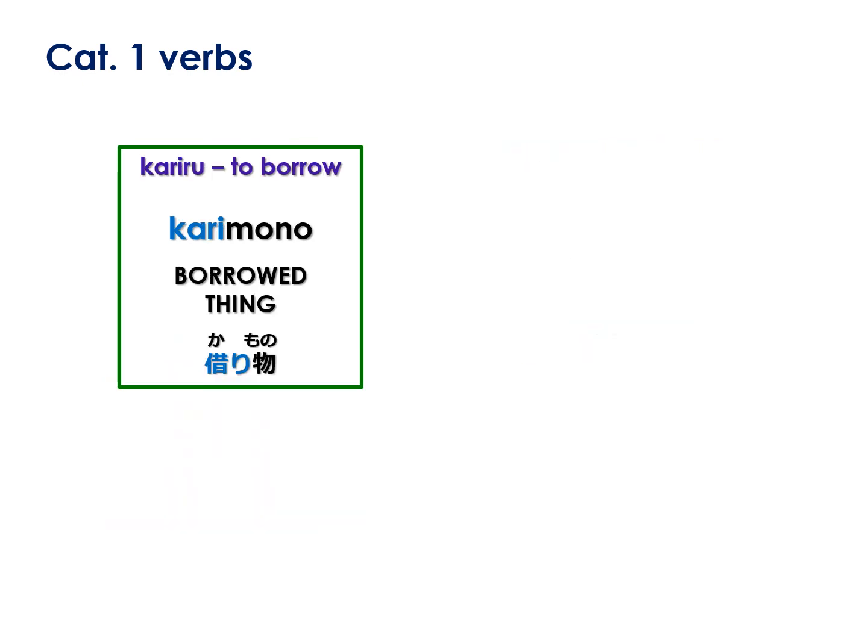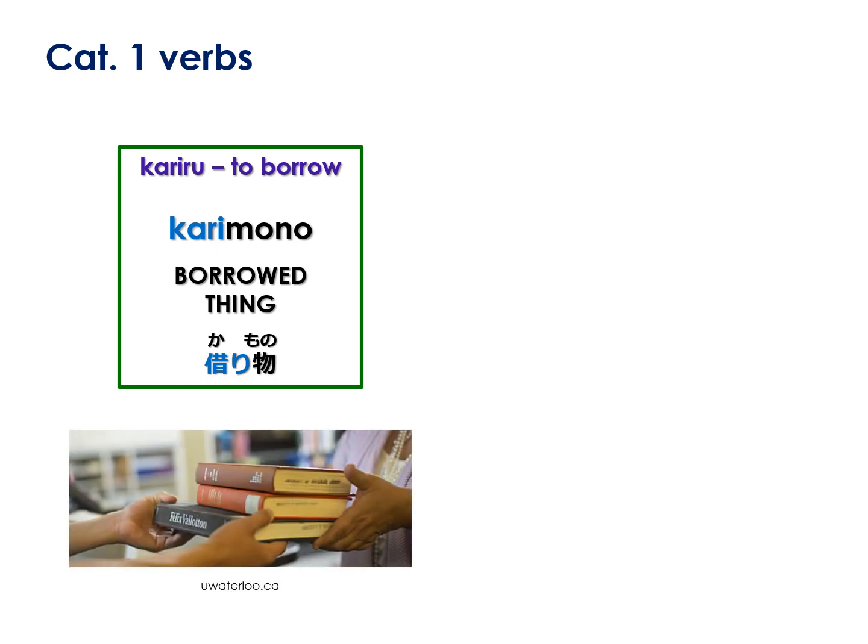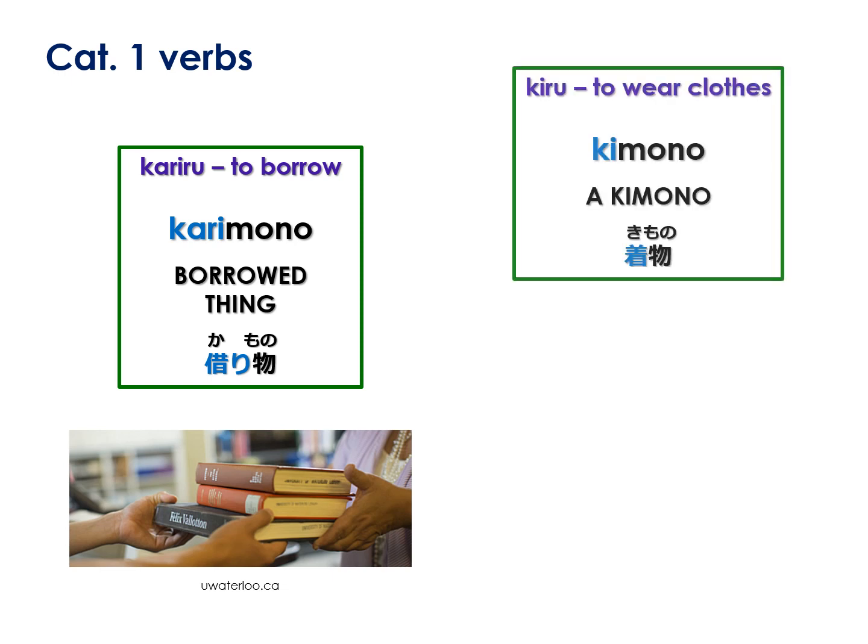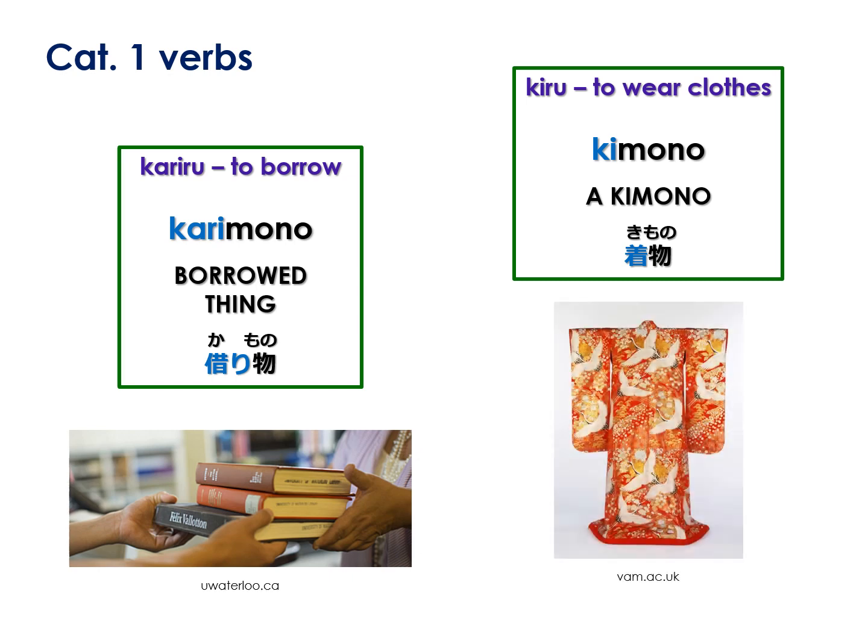Kariru means to borrow. Karimono. Karimono means a borrowed thing or a rental. Here you see books borrowed from the library. They're karimono. Kiru means to wear clothes. Kimono. Kimono used to mean clothes in general, but now kimono means the traditional Japanese clothing.